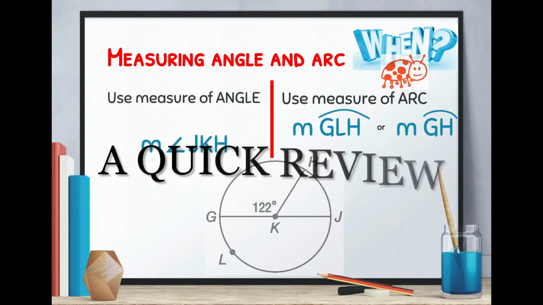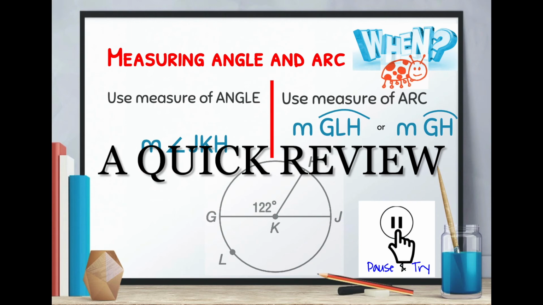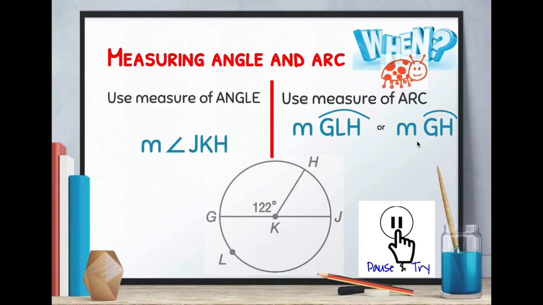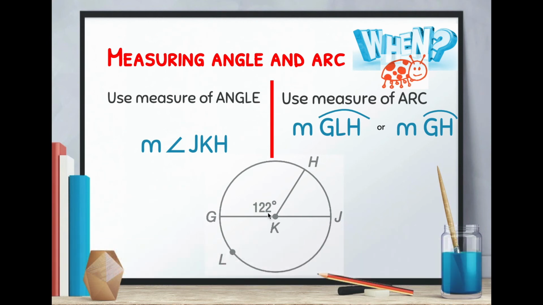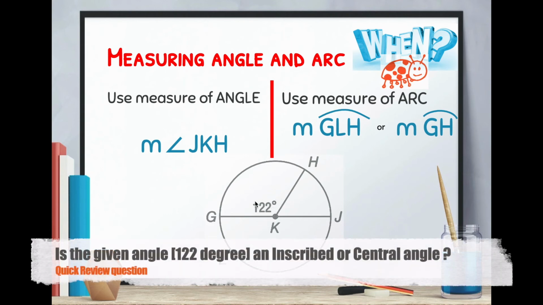Do a quick review. Pause and answer these questions. Which one is the major arc? Which one is the minor arc? We have a textbook problem and it is given with one angle, 122 degrees. When we have an angle, we can call this angle an inscribed or central angle. Do you remember which one it is?